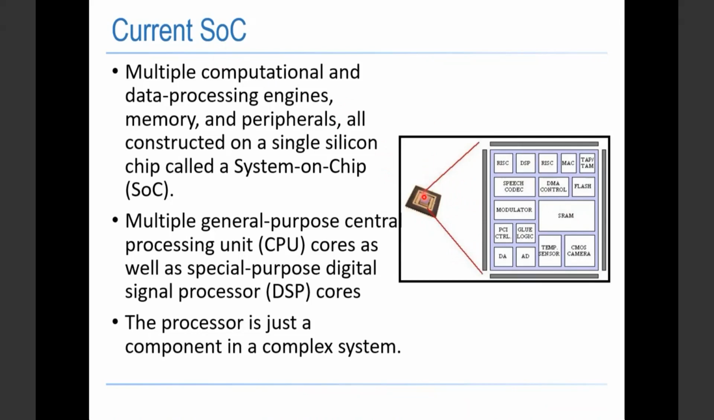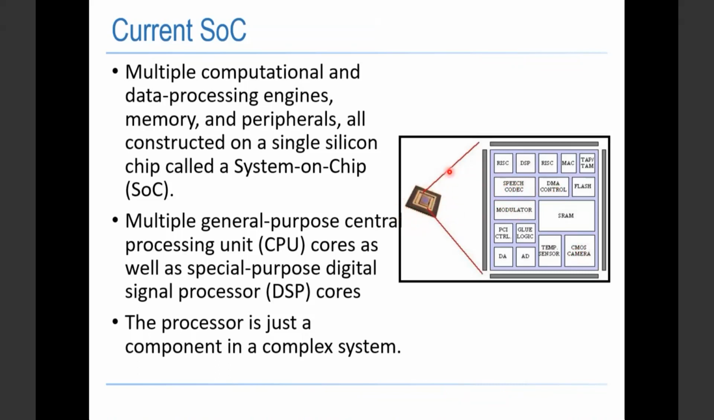So it's common for a design to feature multiple general purpose central processing units, which is a CPU, as well as special purpose digital processor cores inside of the chip. You can see here, inside this chip you not only have the CPUs, you also have the DSP, digital signal processor, and maybe temperature sensors, a CMOS camera sensor, DMA control, speech codec, modulator, etc. So this is what we call a system on chip.